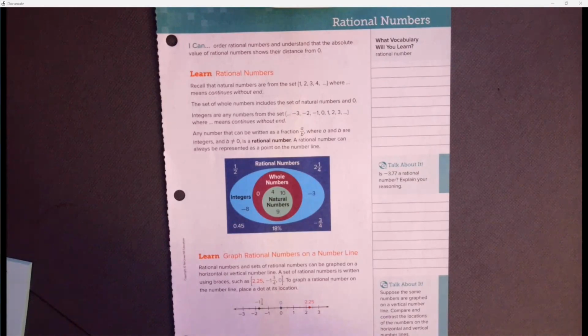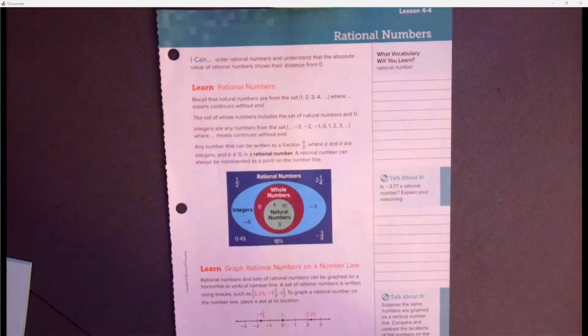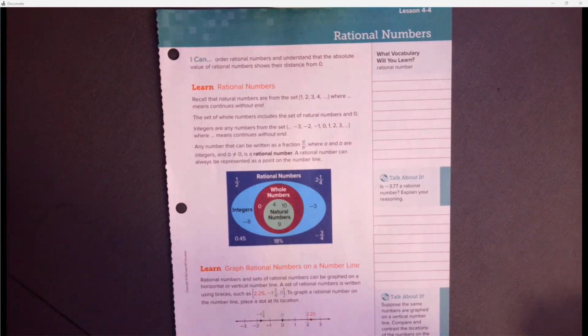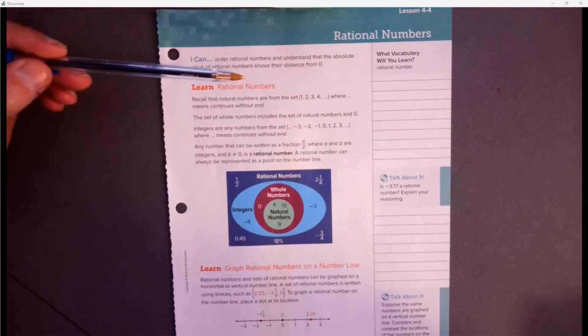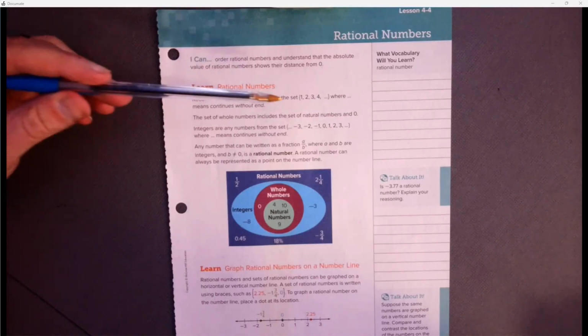Today we're going to cover lesson 4.4 in our Tennessee Reveal math book. It begins on page 223. Lesson 4.4 covers rational numbers. The I can statement states, I can order rational numbers and understand that the absolute value of rational numbers shows their distance from zero.